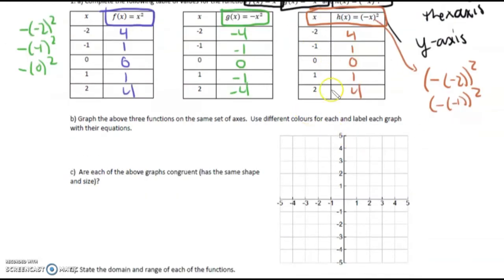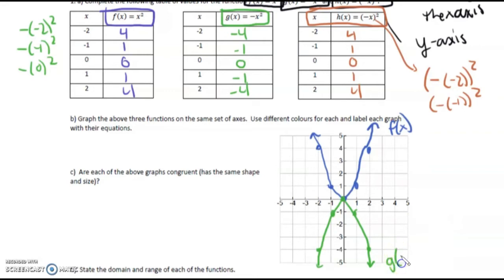So on the graph, we know our normal f of x is going to look like this. That's f of x. Now, plotting the second one, what we're going to get is a parabola that was reflected in the x-axis. From grade 10, we know that that is a parabola that opens down. When we look at that a value, if it's negative, it opens down. So this is our g of x.